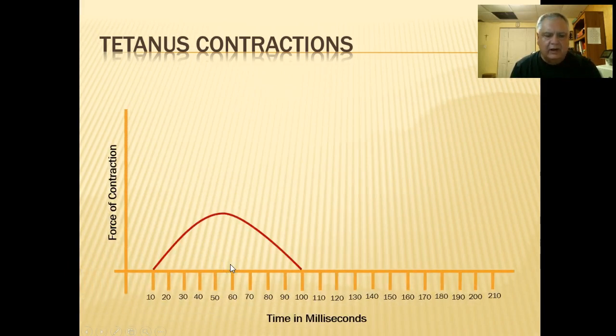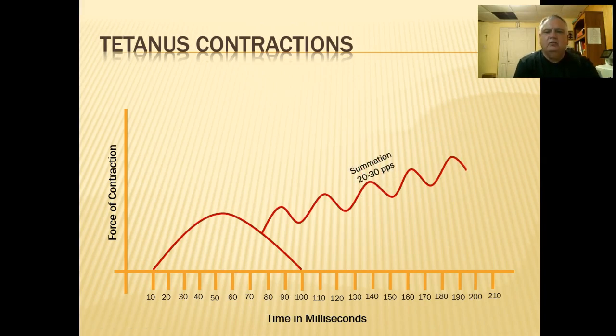Again, back to our graph here, there's our single twitch contraction. So here we could put summation contractions in. In order to get the summation, we would have to stimulate the muscle fiber around 20 to 30 pulses per second. If we stimulate at 20 to 30 pulses per second, we're going to get a gradual increase in magnitude. But we can see here that we're well into the relative refractory period.